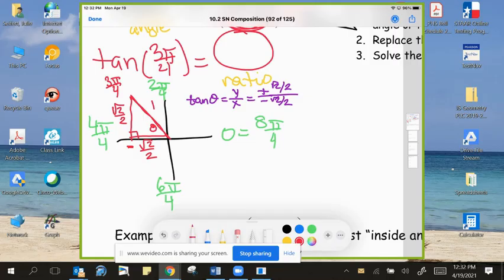So what is tangent of 3 pi over 4? Give me a number. This will be a nice number. This one's actually not a fraction or a decimal or anything. What is tangent of 3 pi over 4?